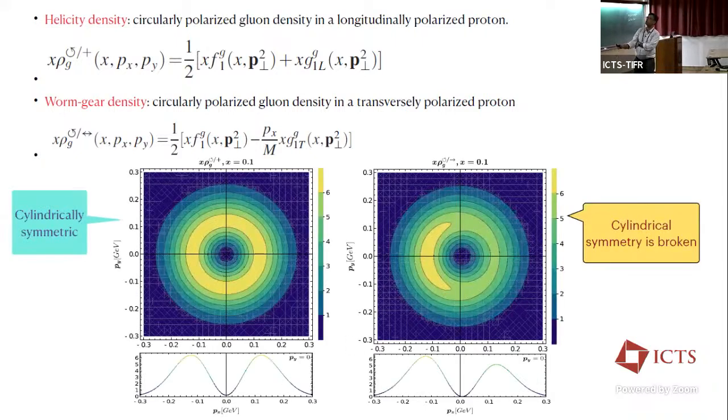In the longitudinally polarized proton, you still have the cylindrical symmetry of the distribution. But when you have a transversely polarized proton, that distribution actually gets distorted, and the cylindrical symmetry is broken. That is better seen from this two-dimensional plot, where the value of the density here is less than here. So you get a left-right asymmetry.